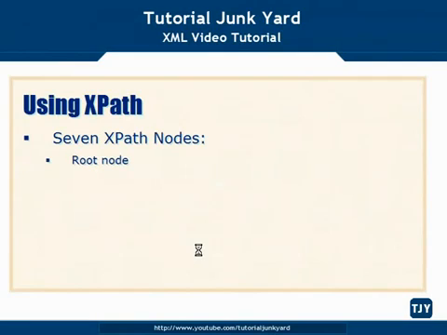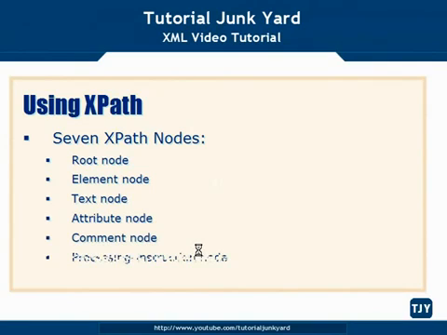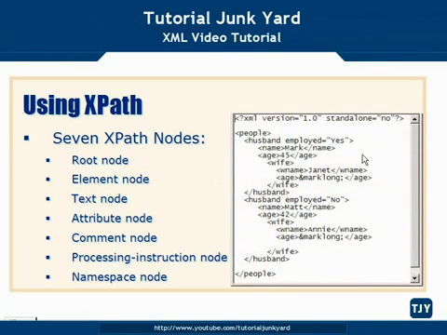The first one is the root node. The second one is the element node. I'm just going to list these, and then we'll go back and look at them and show them to you graphically. The text node, number 3. Number 4 is the attribute node, then the comment node, the processing instruction node, and finally the namespace node. We've talked about all of these so far in the course, but let's take a look at them as compared to an actual XML file and map them out for you.